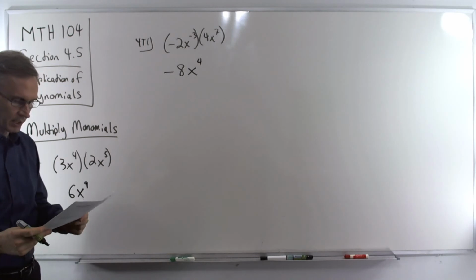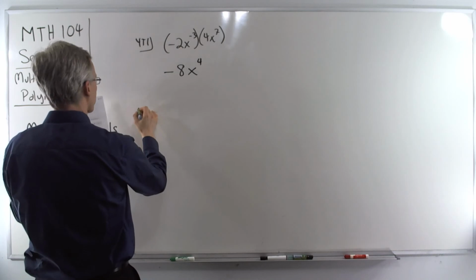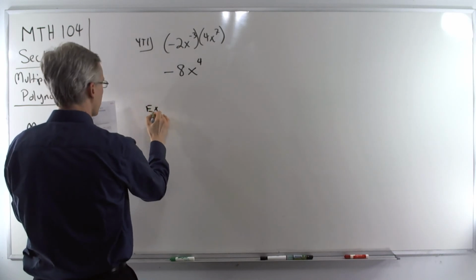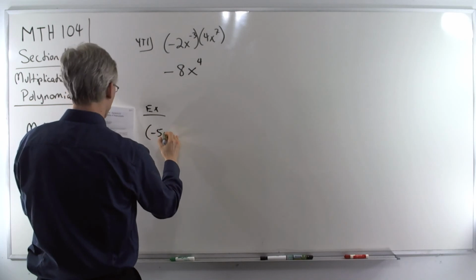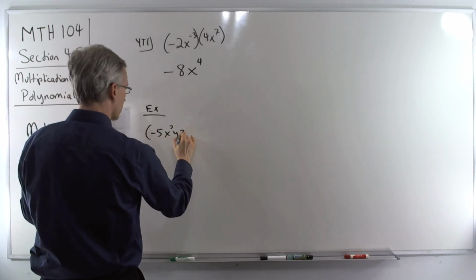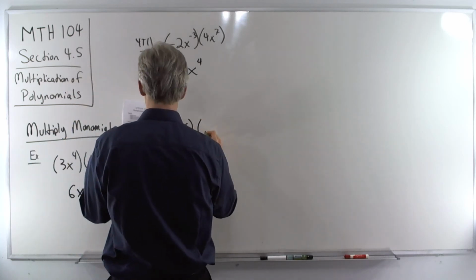Now there may be any number of variables inside these, and there could be any number of expressions. So the next example, we've got negative 5, x squared y. All right, we're going to have 2 or 3 variables in each of these.